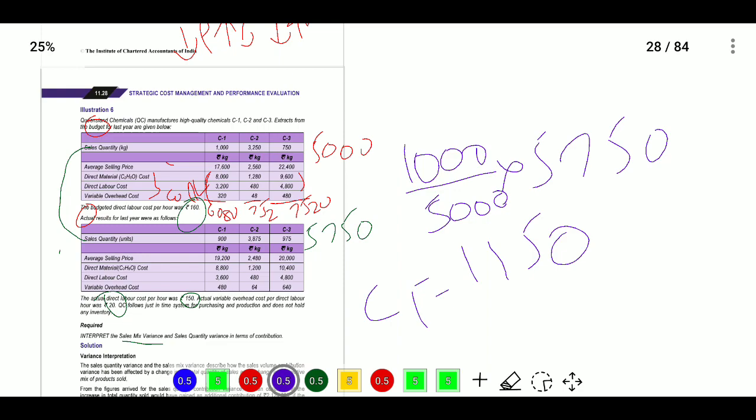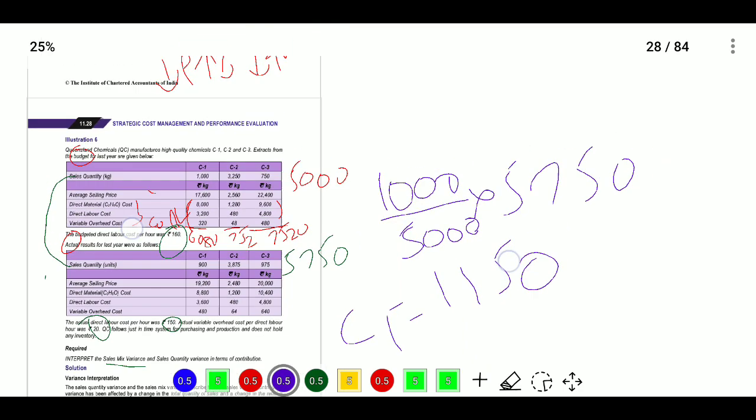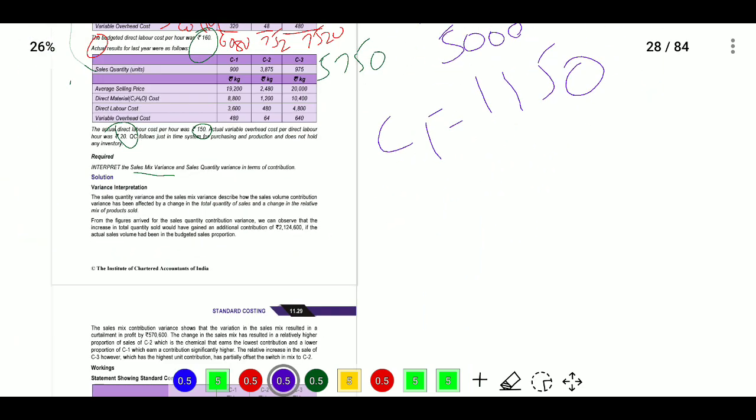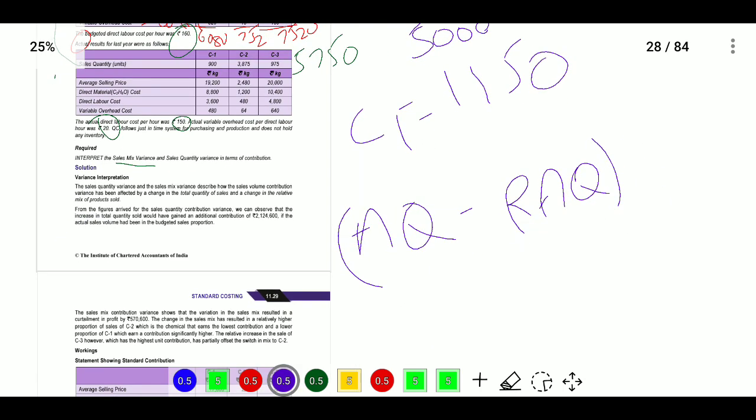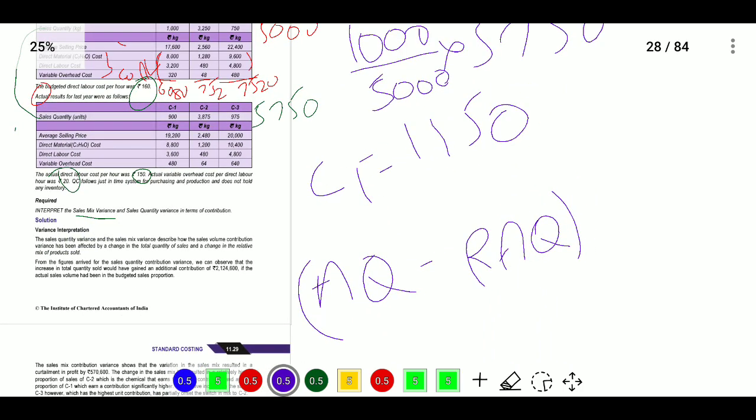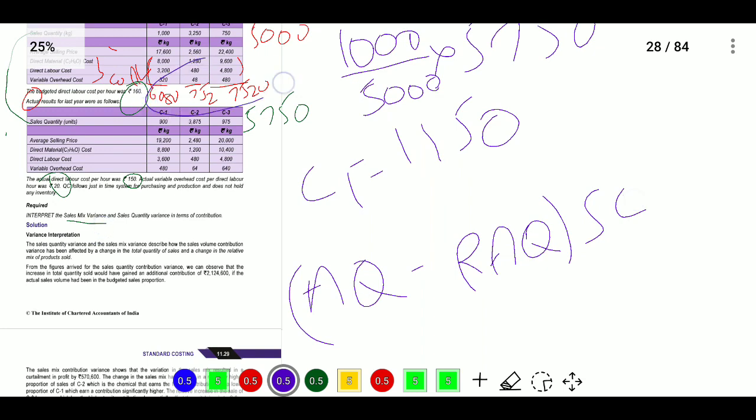So what is the mix variance formula? For mix variance you need actual quantity minus revised actual quantity, multiplied by the standard contribution. Which price will we take? That standard contribution. The standard contribution we already calculated: this is 6080, 752 and 7520. Individually we will get the mix variance.